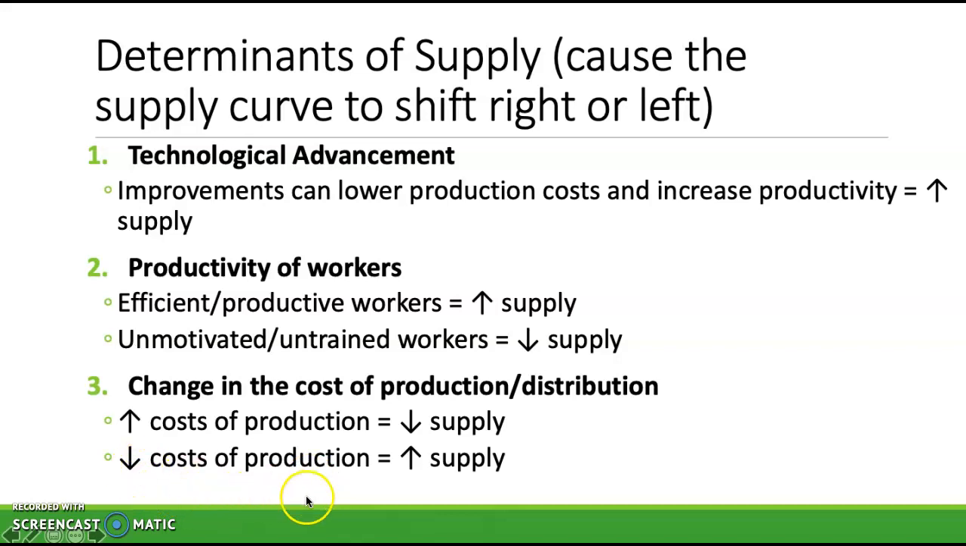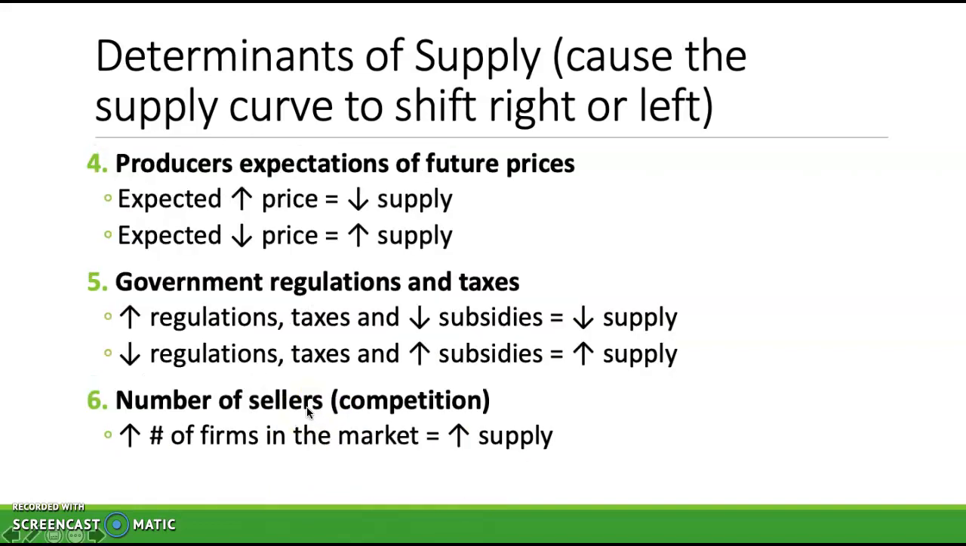But then the opposite is also true. If the cost of production goes down, if the price of wood starts to decrease, then the bookshelf makers will start to increase their supply, because they are able to make more bookshelves now at essentially a cheaper cost.